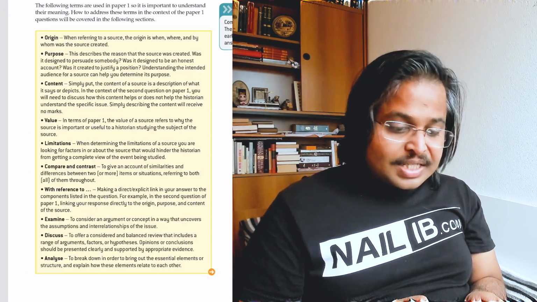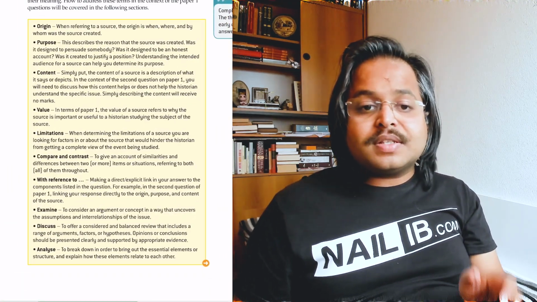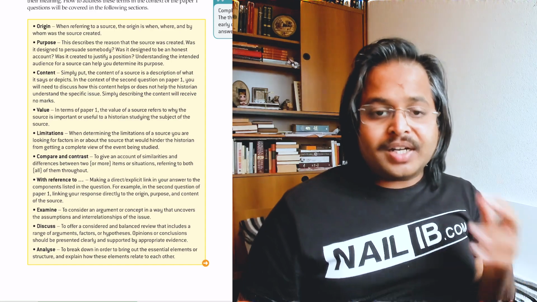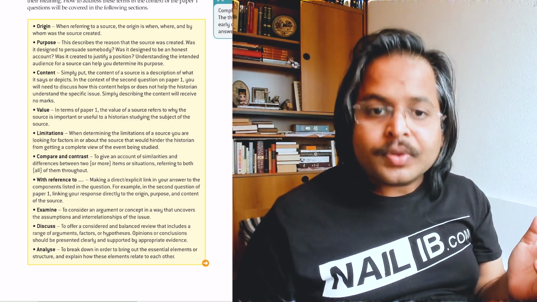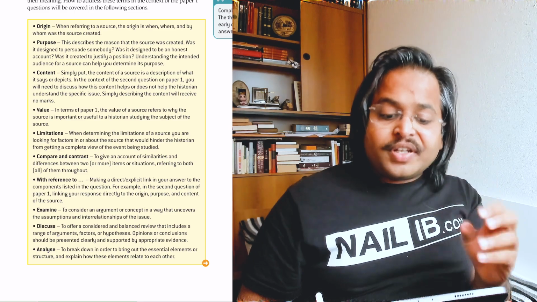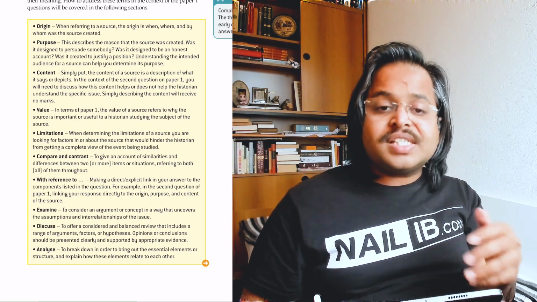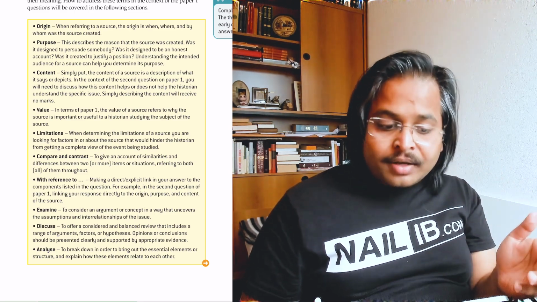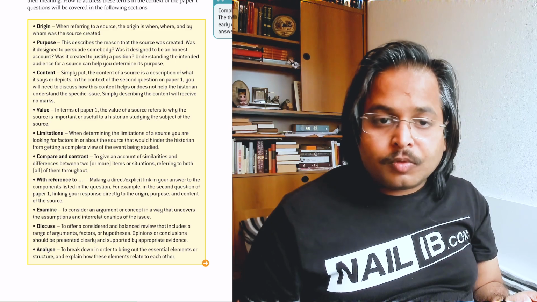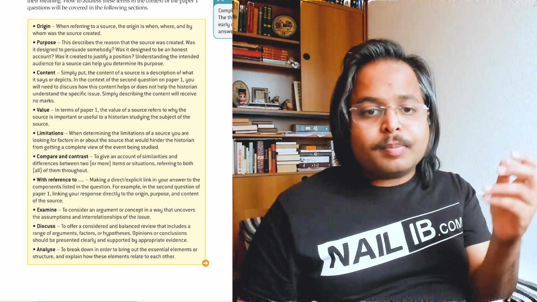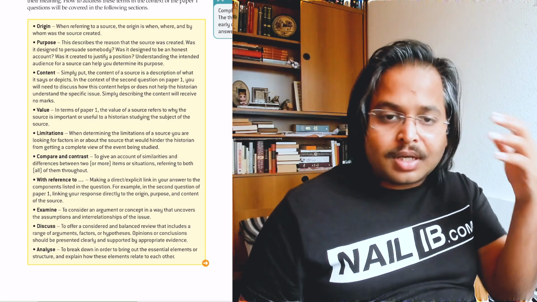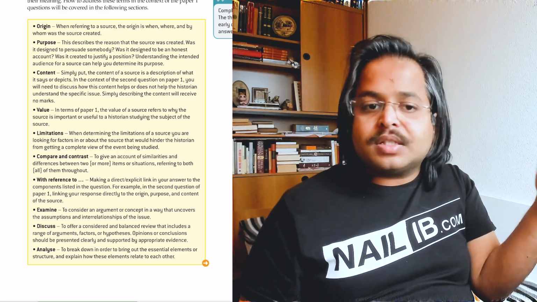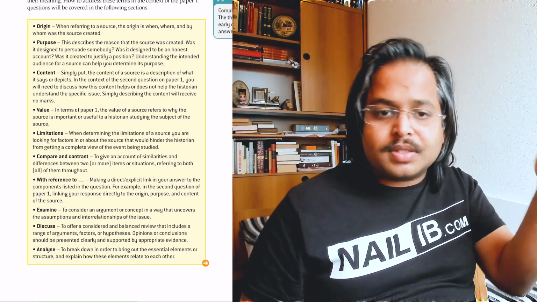So the first key term that you need to know is the term origin. Another fancy term for it is the word provenance. So when referring to a source, the origin is when, where, and by whom the source was created. Now, if you can tear apart these three terms, when, where, and by whom, obviously you can come up with so many different ideas in terms of value, limitation, purpose, and so on and so forth.